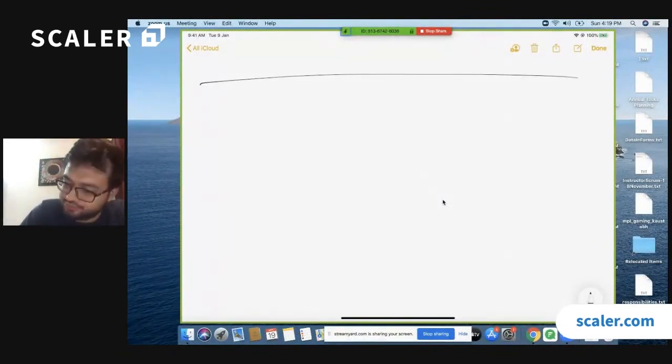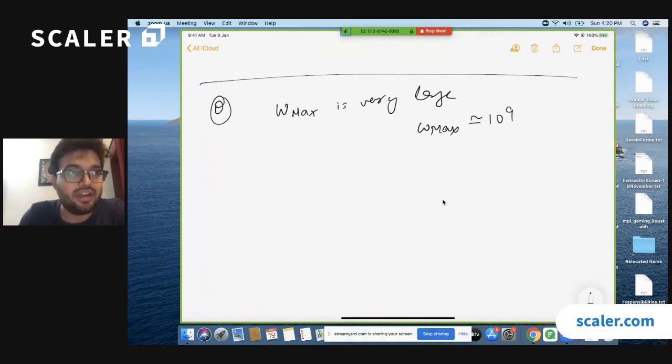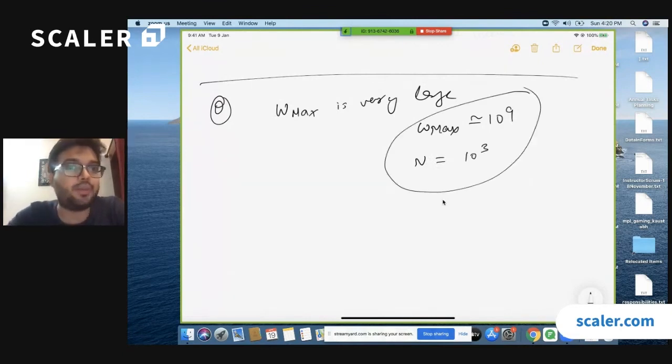Okay, so let's assume that the maximum weight of the bag is very large. Let's say weight maximum is of the order of 10 power 9. Okay, weight maximum of the box is, let's say, 10 power 9. Number of elements in the market that you are trying to loot is, let's say, 10 power 3. You guys tell me, can you solve this problem now in the approach that we just solved?